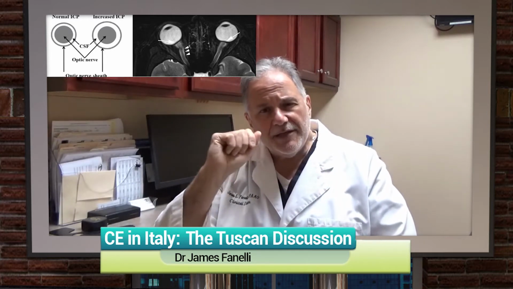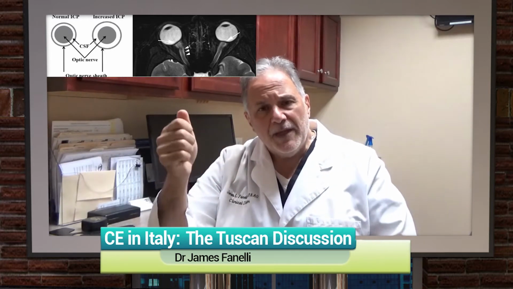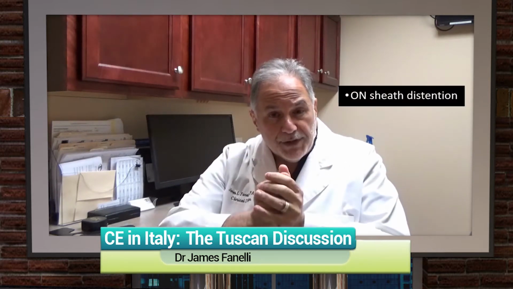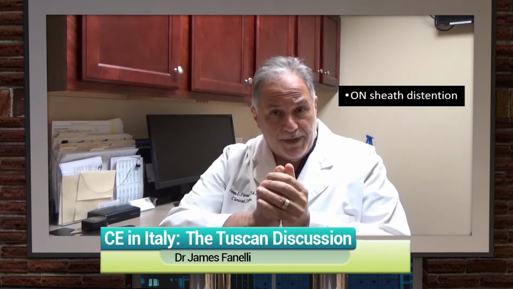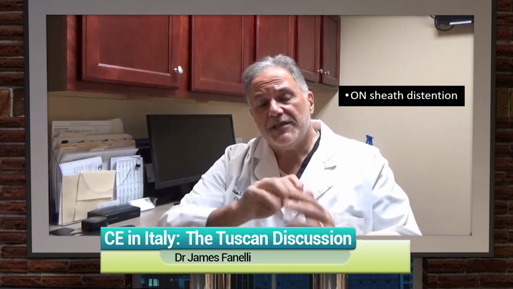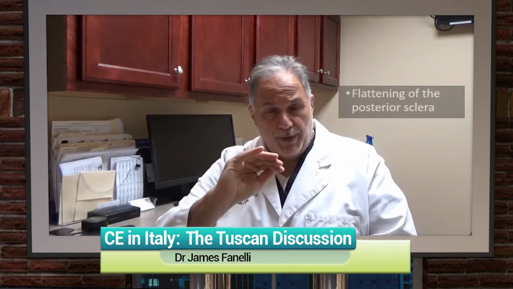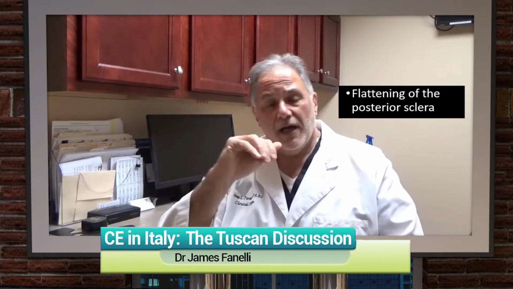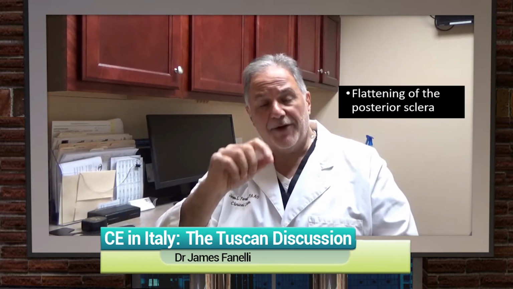So some of the findings that we're going to see in an MR image is going to be distension and swelling and compression of the optic nerve and the optic nerve sheath. But we're also going to see flattening of the posterior sclera because of movement forward of the optic nerve in this area.